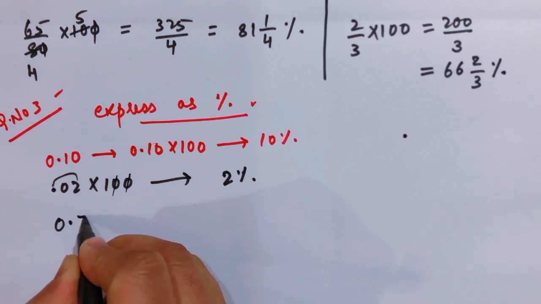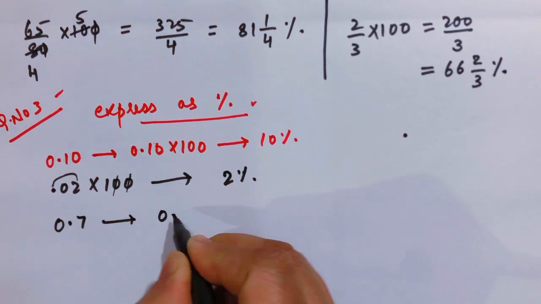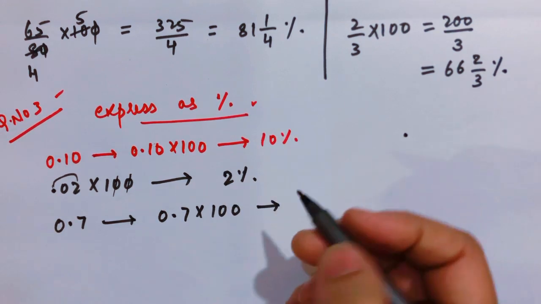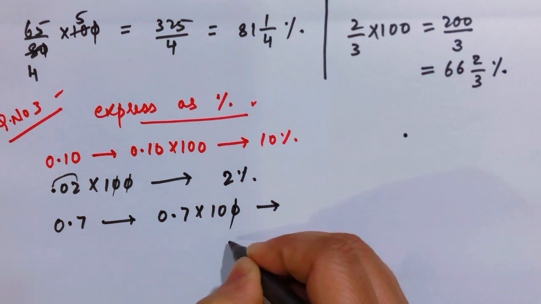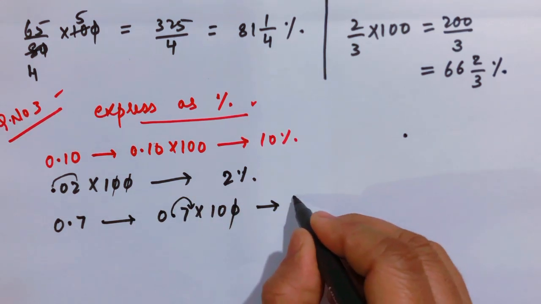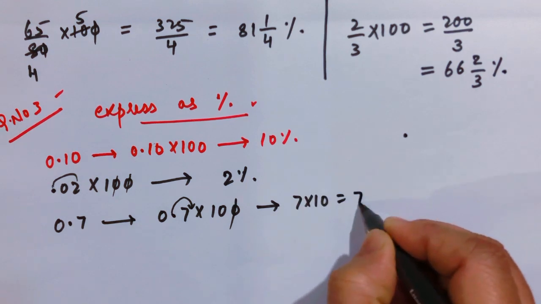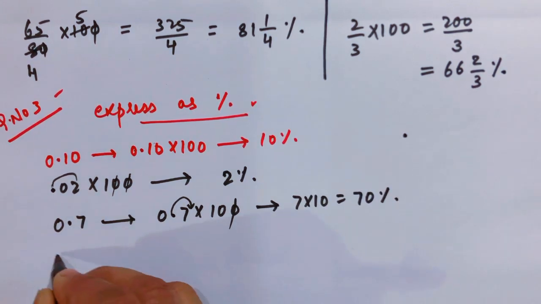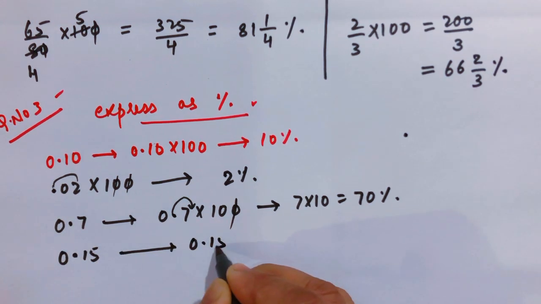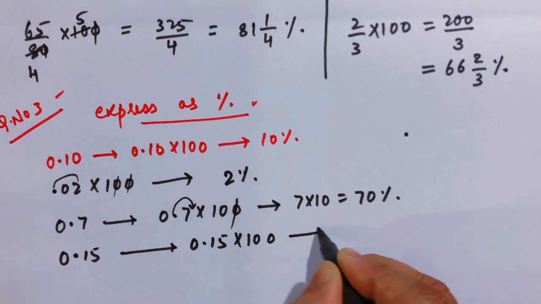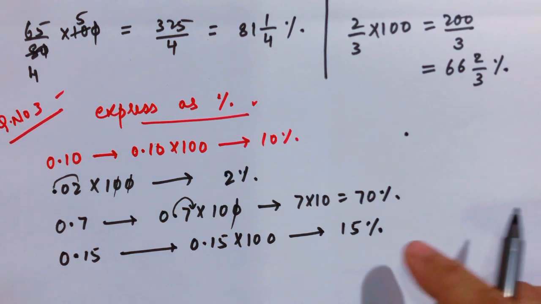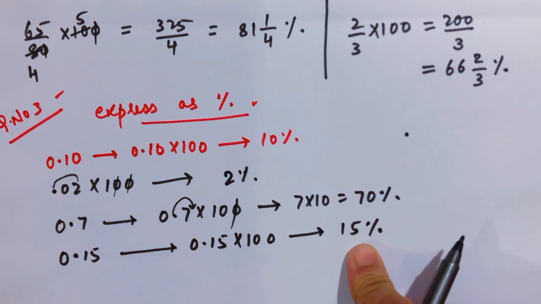Similarly 0.7, when you multiply 0.7 by 100, what will you get? It is very simple. Have a look. 1 0 gone, decimal moves one place towards the right hand side. So 7 into 10 is equal to 70%. Similarly 0.15, multiply this with 100 and here you get your answer as 15%. Do not forget to put the sign of percentage.